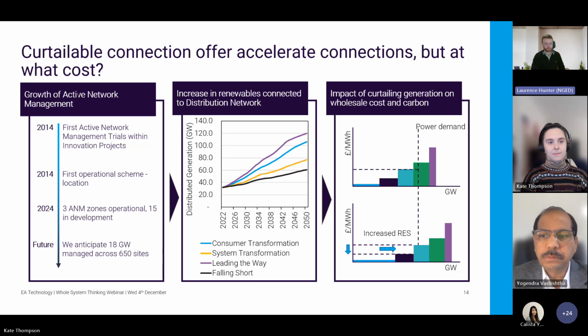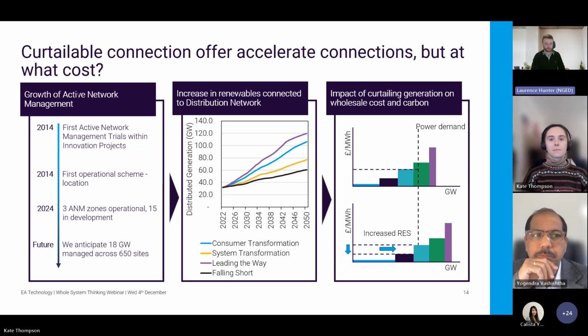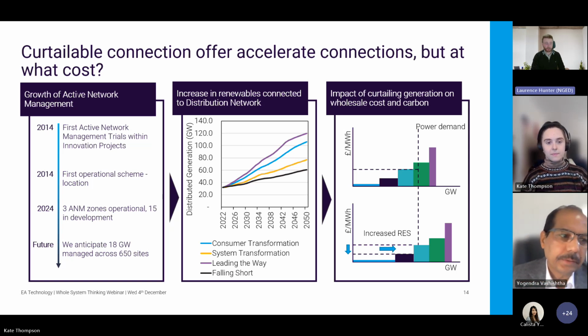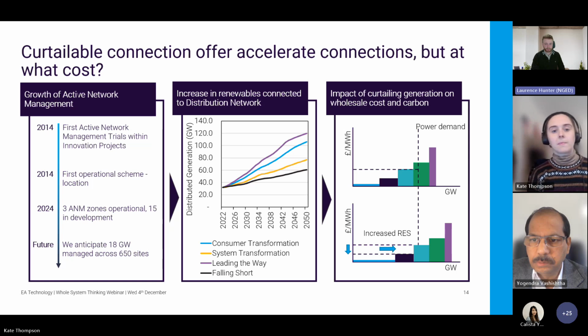We first trialed active network management about 10 years ago within previous innovation projects, and it was quickly adopted as a technology used within business as usual within NGED. And currently there are around 3 grid supply points that have ANM zones operational, and a further 15 are in development. In the future, looking ahead, we anticipate that around 18 gigawatts of connected generation will be managed through active network management across 650 generation sites.